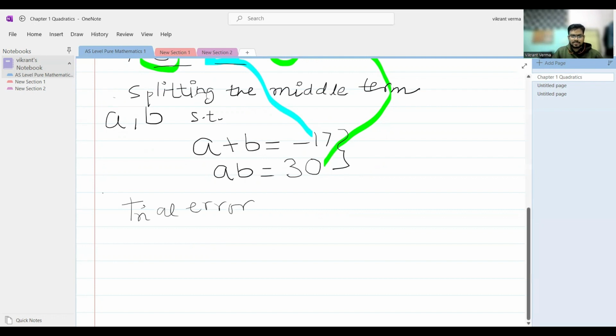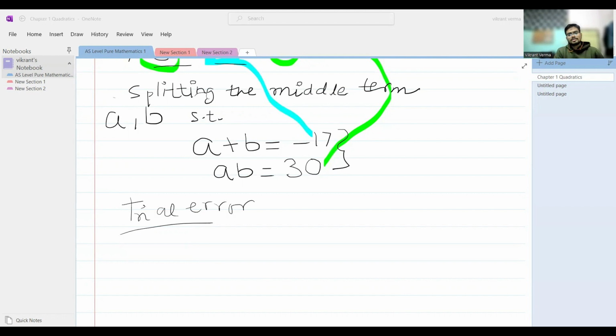With the help of this method, we actually can find this a and b. So what can be these two numbers? For example, minus 17. What are two numbers which when I add them up, I get minus 17? You should be able to find which are two numbers.